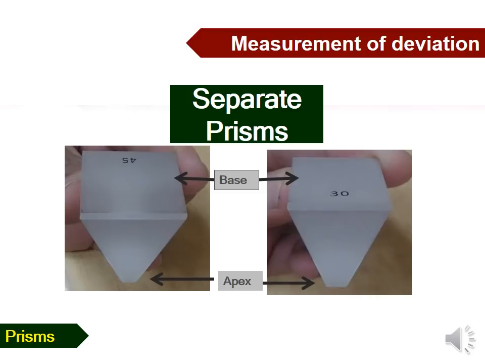Prisms are triangular in cross-section. Each prism thus has an apex and a base. Prisms may be supplied as separate or loose prisms, in which each prism has a number on it that indicates the power of the prism.